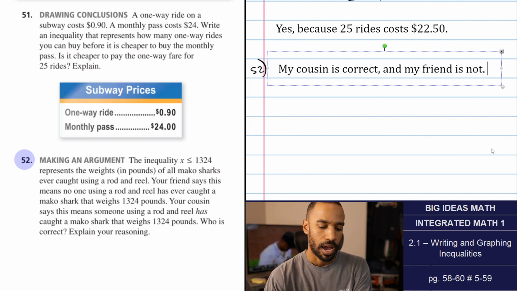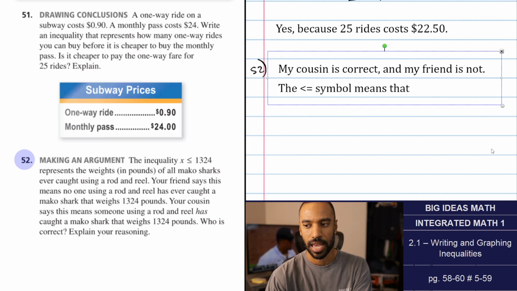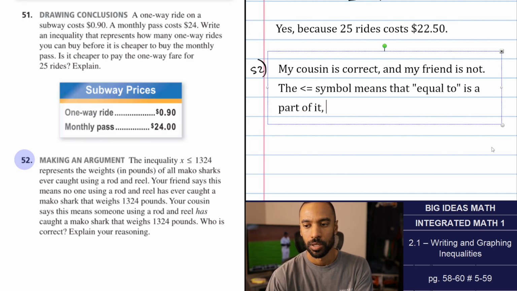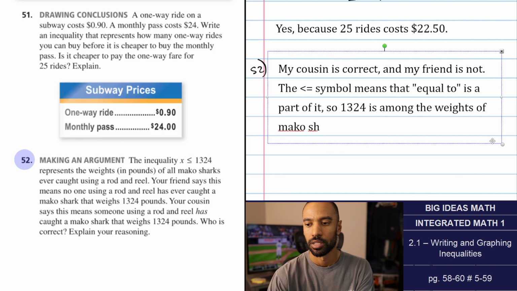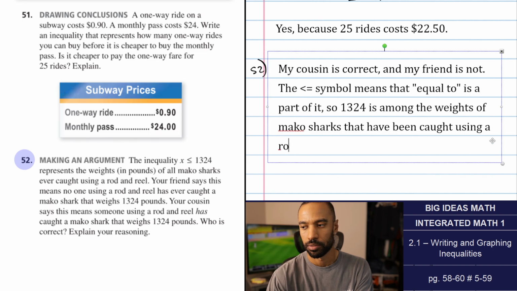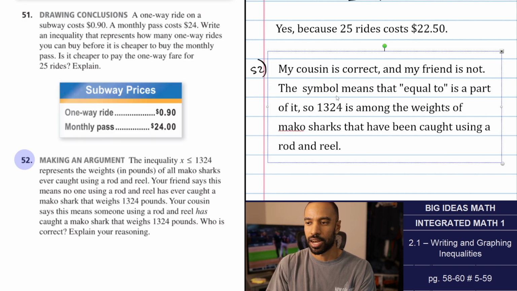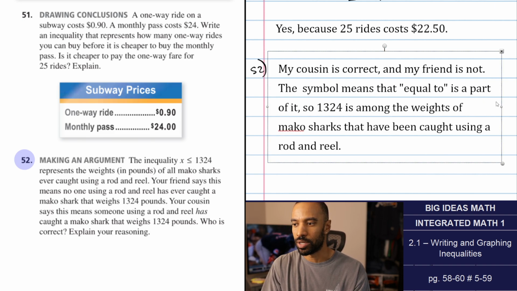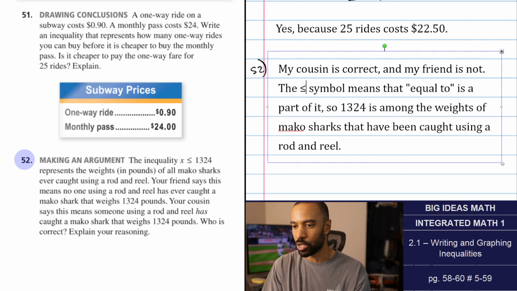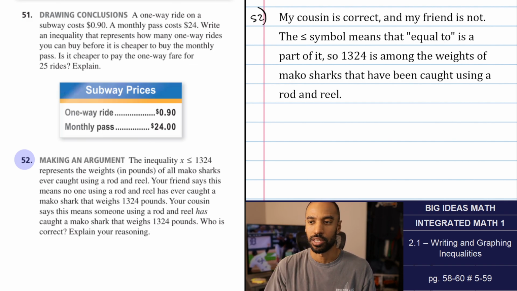Because the less than or equal to symbol means that equal to is a part of it. So 1,324 is among the weights of mako sharks that have been caught using a rod and reel. Answering the question might be very easy, and I understand that, but this is part of reminding you and giving you a great understanding of why the or equal to part matters for these situations. 1,324 can equal 1,324 in these situations.